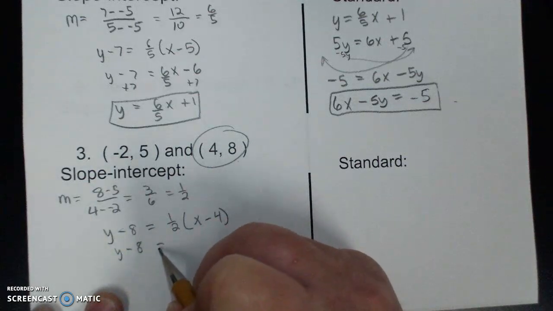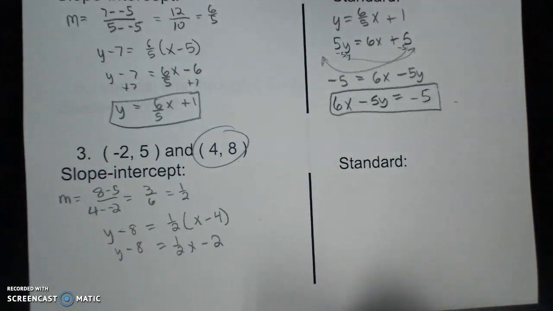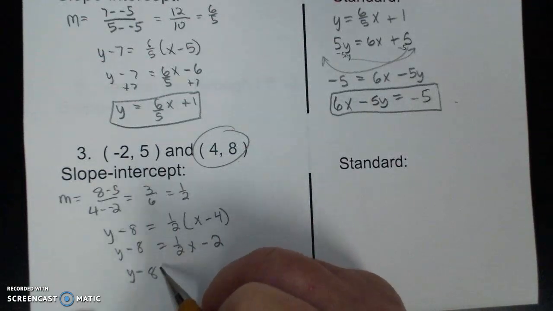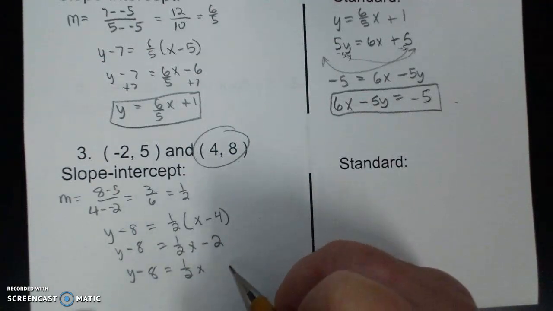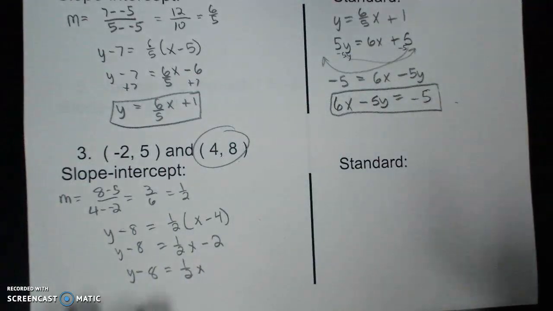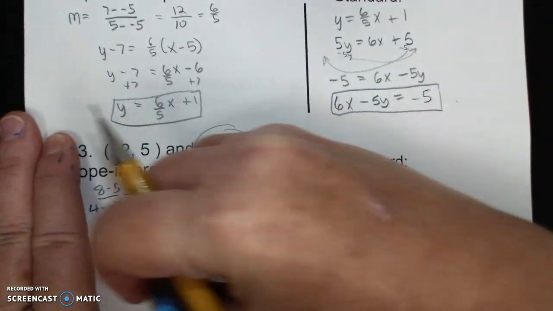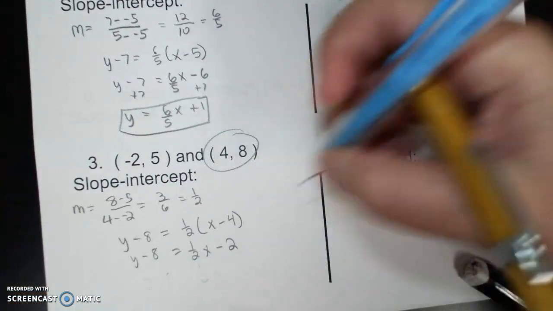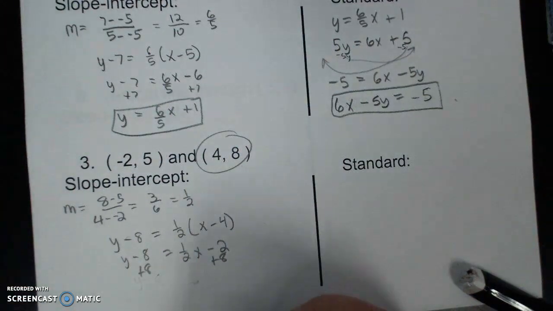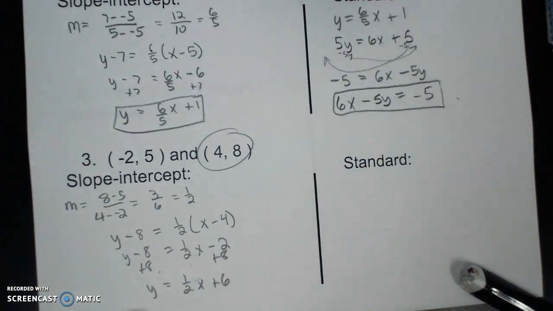Distributive property, correctly this time, minus 2. I'm going to distribute y minus 8 equals 1/2 x. Already did the distributive property. Sorry, I looked at something else. Sorry, we're going to go back. Moving the 8. Sorry. So I have y equals 1/2 x plus 6.